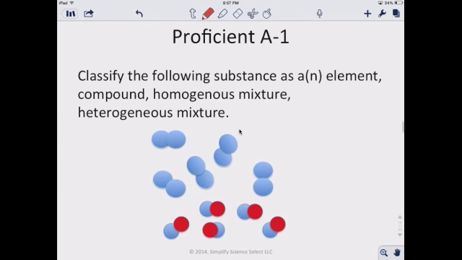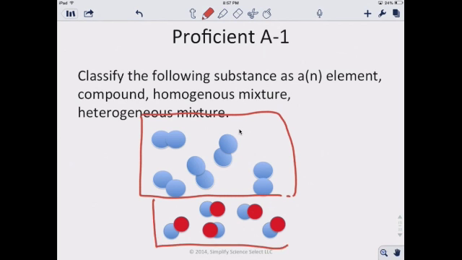So let's look at this first example. It says classify the following substance as an element, compound, homogeneous mixture, or heterogeneous mixture. When we're looking at this, we see that we have some molecules up here, some compounds up here, and the same thing on the bottom, and they're kind of separated out. So it's going to be a mixture of some compounds, and since they're separated out, you have some on top, some on bottom, they're separated in such a way that you could probably see a difference. So you can see some stuff floating in it. This would be a heterogeneous mixture. You can see the different parts.